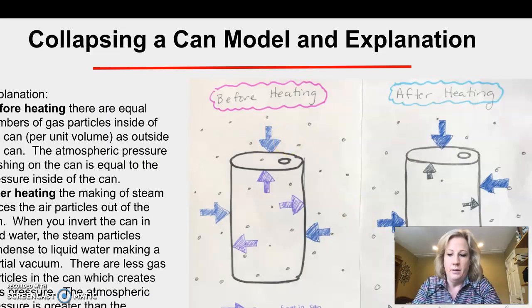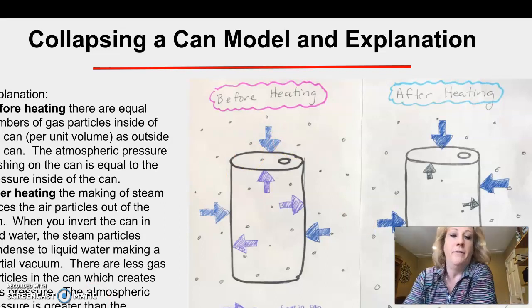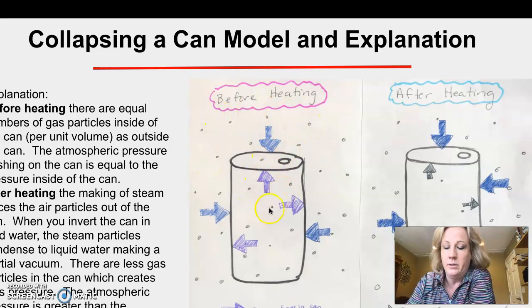This is my model of this collapsing can phenomenon. So my drawing over here is showing you that before heating, if you were to just have that can sitting out, the number of gas particles per unit of volume outside of the can is going to be equal to the spacing of the particles inside of the can. And because of that, the pressure of the gas inside of the can is equal to the pressure of the gas of the atmosphere pushing on the outside of the can.